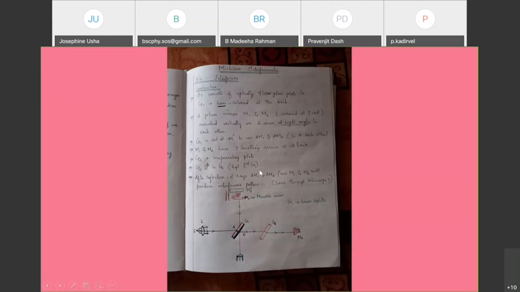Actually, this interference and diffraction unit looks like a lengthy unit. So you have to understand the basic concepts. Then the remaining blocks, the fourth and fifth, that is polarization, are quite easy.